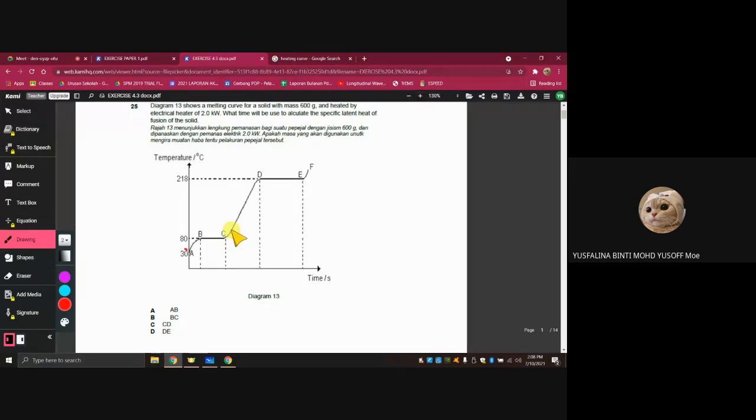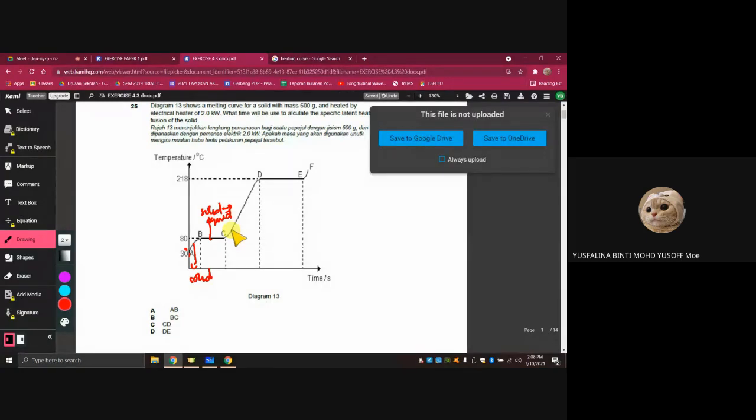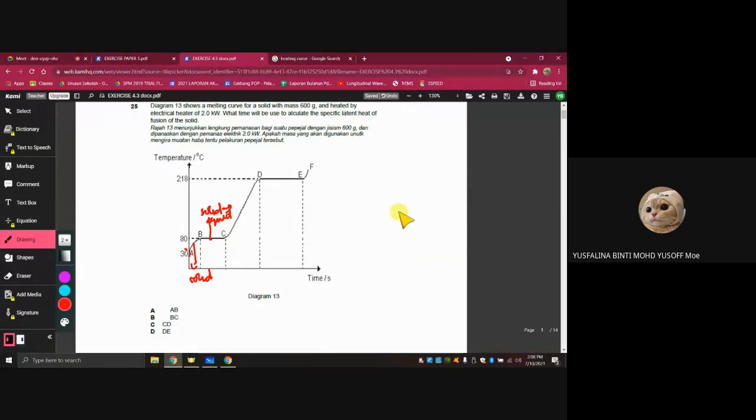Okay, so this one AB is a solid. BC is solid changing to liquid. Remember just now I said specific latent heat of fusion means solid change to liquid or liquid change to solid, also we call it the specific latent heat of fusion. So here it asks which one is used to calculate the specific latent heat of fusion. So at B and C. At D and E, this one is the specific latent heat of vaporization.